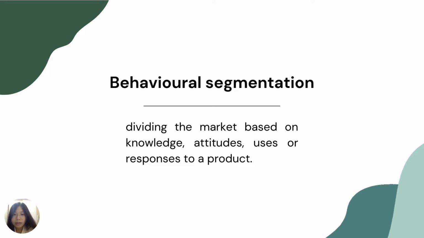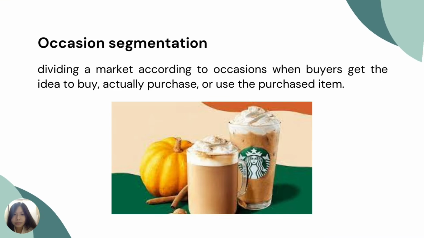The final one is behavioral segmentation. Many marketers believe that behavior variables are the best starting point for building market segments. Buyers can be grouped according to occasions when they get the idea to buy, actually buying, or use the purchased items. Seasonal products like Starbucks pumpkin spice latte are prime examples for this type of segmentation.